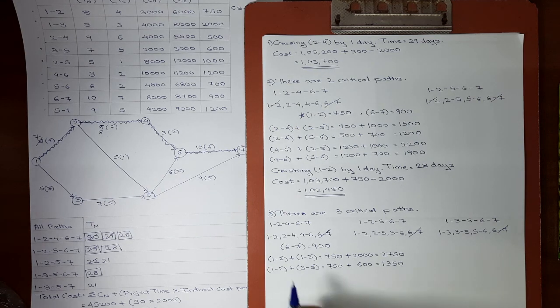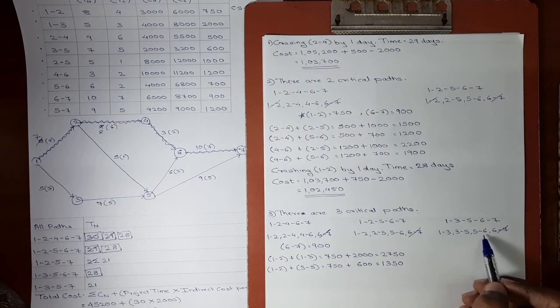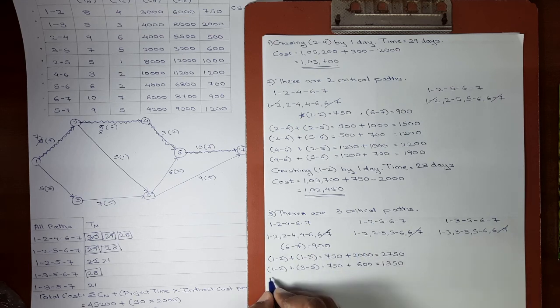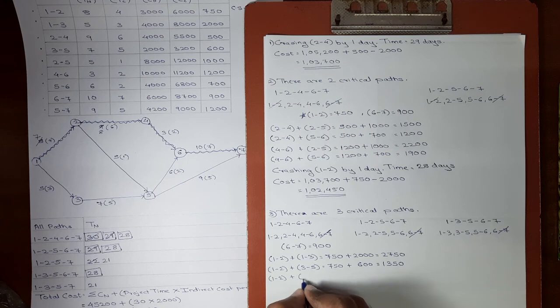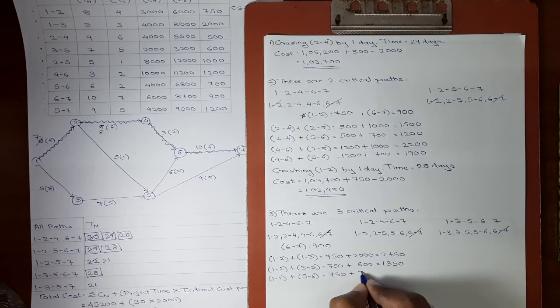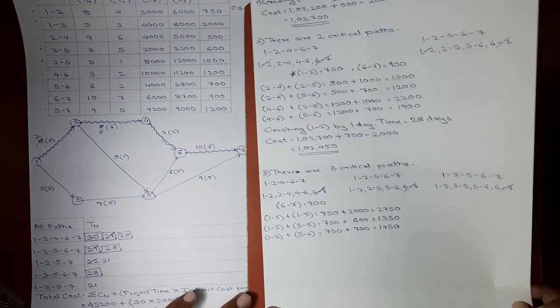Our third combination will be first activity from first path, first activity from second path, third activity from third path. But again 1-2 will be repeated, so we'll take 1-2 only once and then the third activity from third path is 5-6. Cost slope of 1-2 is 750 plus cost slope of 5-6 is 700. 750 plus 700, we get the combined cost slope as 1450. Okay, now we'll proceed to the next set of combinations.